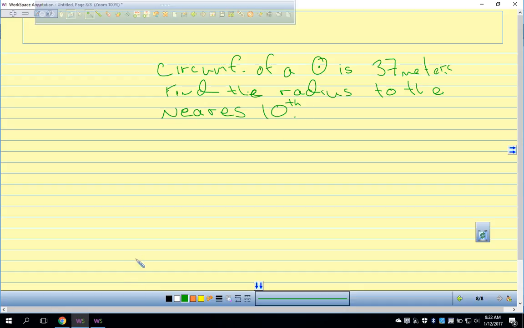How would I do that? Find the radius to the nearest 10. Go ahead, Ryan. So you could divide 37 by 2 pi. Yeah, set up an equation, okay?